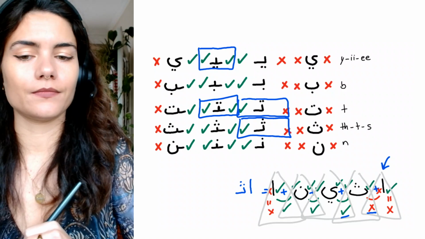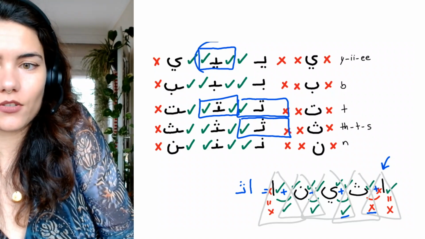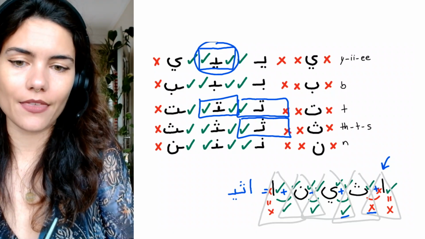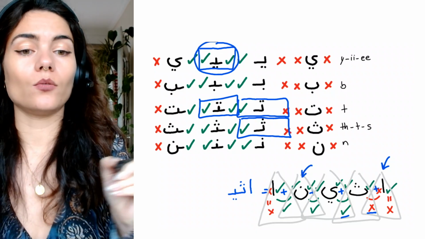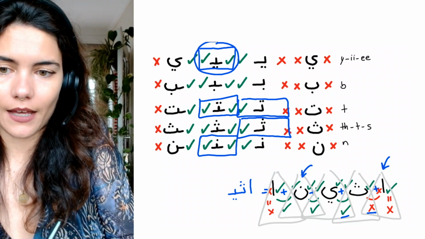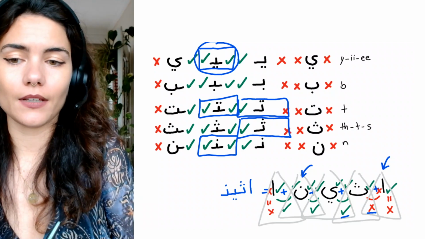The ya with two ticks, we had already drawn a square over it. It's that one. Then the N with two ticks, this one here. And the alif at the end.